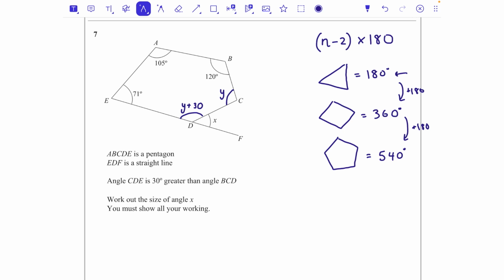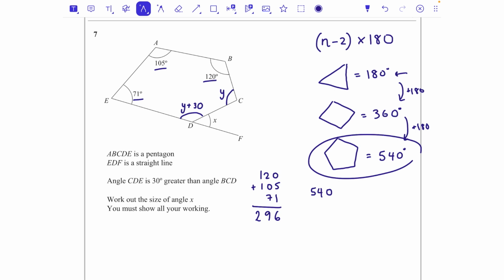So here we go. We've got a 5-sided shape, and we know that that adds up to 540. So far, what have we got? So I've got 120, 105, and 71. Let's add those together so far. 120, 105, 71. So 0 add 5 add 1, that's 6. 2 add 0 add 7, that's 9. And 1 add 1 is 2. So I've got 296 degrees so far.